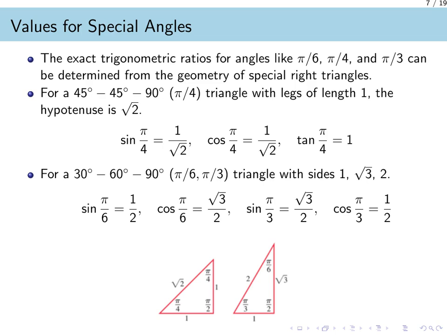30-60-90 triangle, which gives us the values for both pi over 6 and pi over 3 radians. Its sides are in the ratio 1, the square root of 3, and 2, where the shortest side is opposite the smallest angle. For example, from this triangle we can see that the cosine of pi over 3 is 1/2. By remembering these 2 triangles, you can derive the exact trigonometric values for many fundamental angles without a calculator.